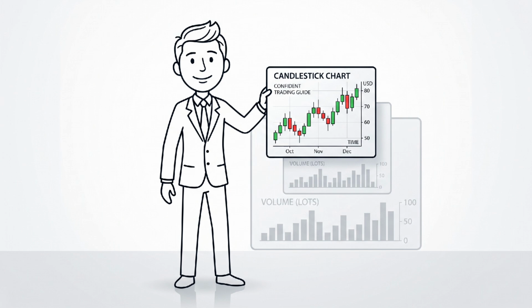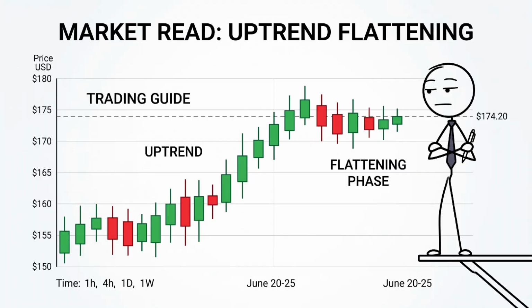Mistake number 5. Either ignoring volume completely or over-relying on it in markets where the data isn't reliable. Volume is a supporting character. Price leads. Volume confirms. Pillar 3.